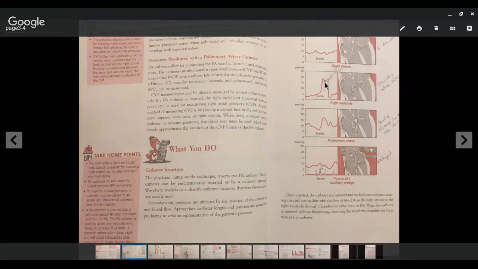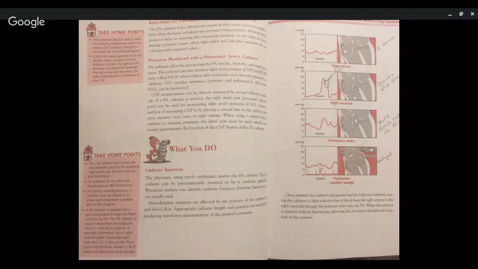And this is the dicrotic valve closing. I think it's the dicrotic valve closing. I don't know.